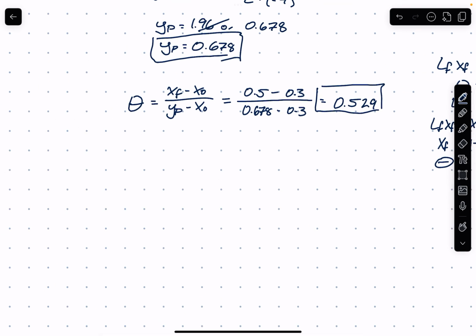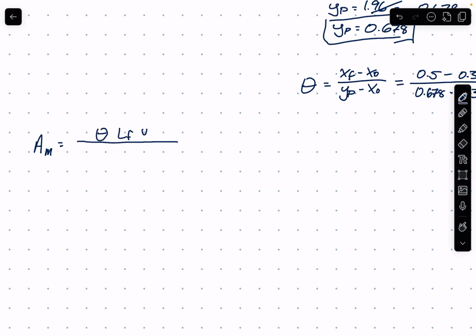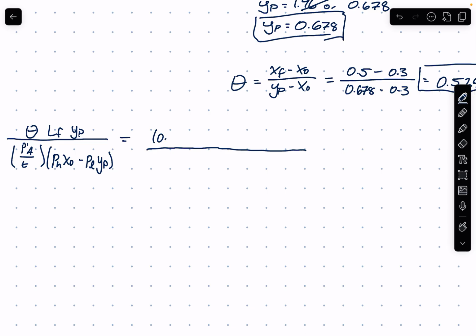Finally, the last thing that we're asked for is the area. And so we have that the area of the membrane is equal to theta LF yP over (P prime over thickness) times (pH x naught minus pL yP). We can go ahead and plug in all of our numbers into this. This is just plug and chug from here, aside from remembering your units.